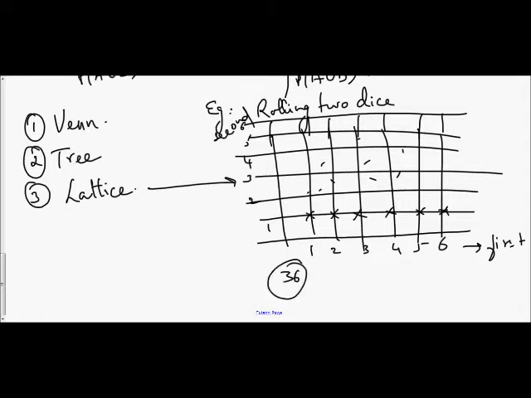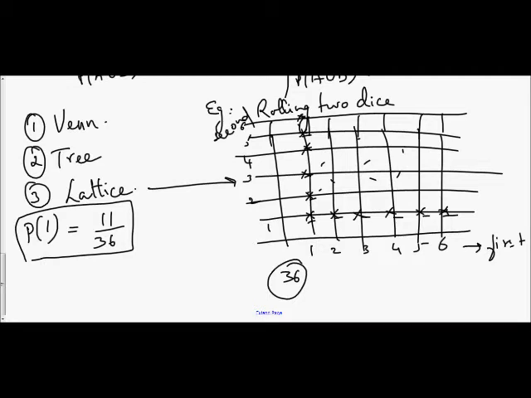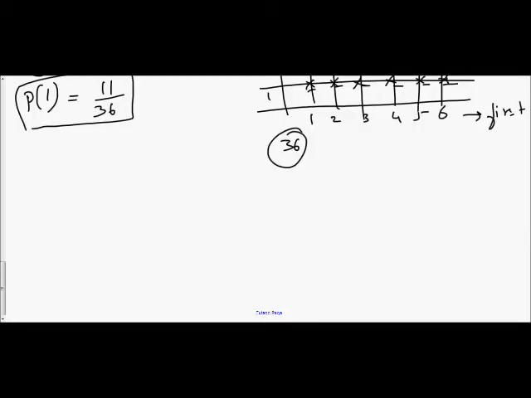Okay, if you want to find probability of getting a 1, right? Then how many ones are there? You can have 1 1, 2 1, 3 1, 4 1, 5 1, 6 1, or 1 2, 1 3, 1 4, 1 5 and 1 6. So there are 1 2 3 4 5 6 7 8 9 10 11. So getting 1 is 11 out of the total of 36 stars. So the probability of getting 1 is 11 over 36 using lattice diagram. Okay.